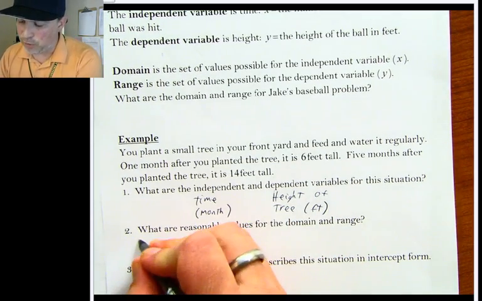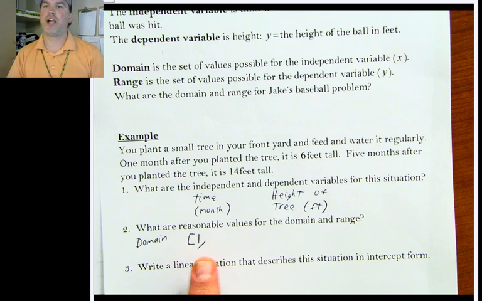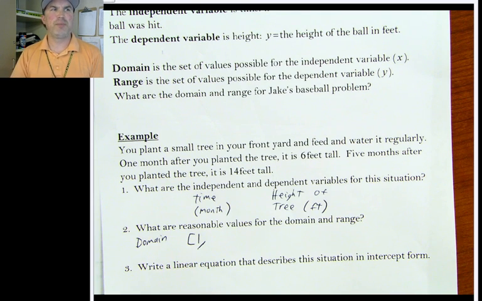Oops, I forgot to label domain. So 1 is a reasonable bottom value for the domain. Now what about a reasonable top value for the domain? Well, how long is this tree going to live? A year? 10 years? 100 years?